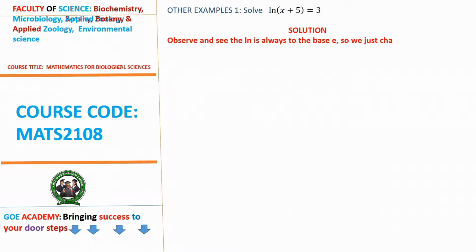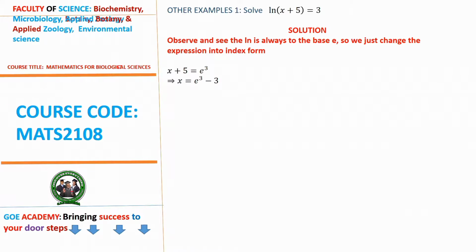To solve this, you just see that x plus 5 will be equal to e raised to the power 3. And to make x the subject of the formula, 5 is disturbing x from being alone. So you send 5 the other way, and it becomes negative.